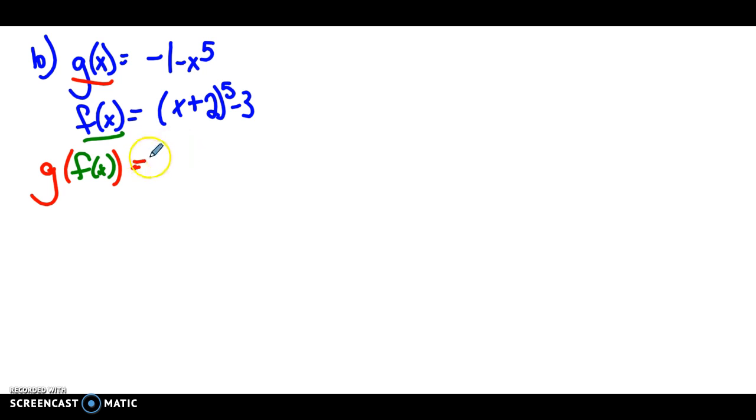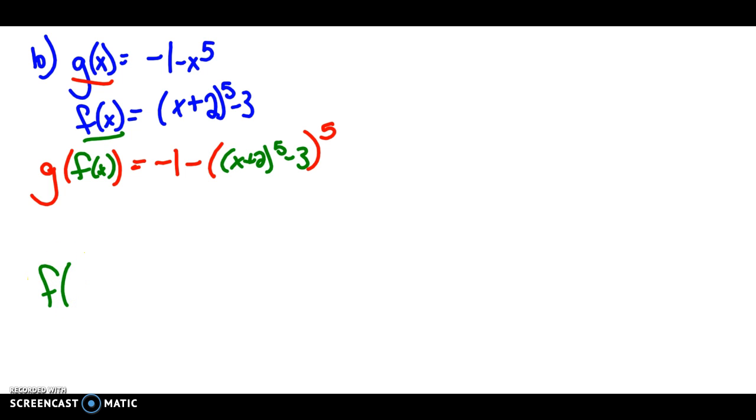So to start this, I follow g of x until I get to an x. Negative 1 minus, I get to an x, which means I now need to put in f of x, which is x plus 2 to the 5th minus 3. That's all raised to the 5th.